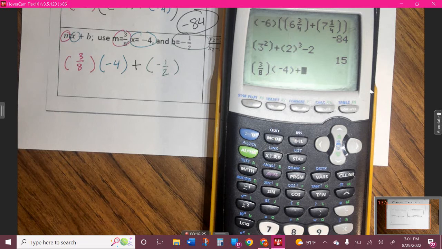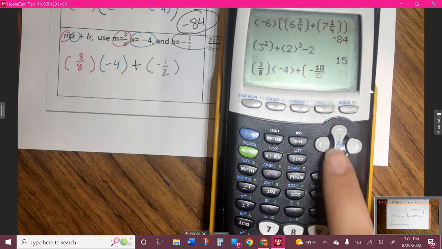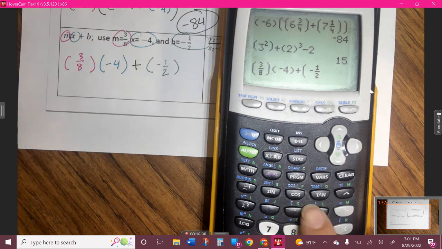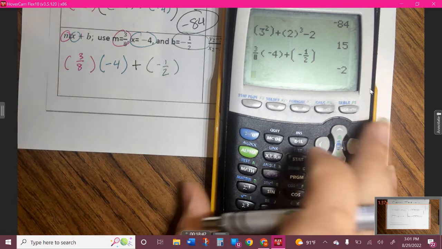And then we got plus. This is a -1/2, so you have to make sure you're not going to type the minus key, you're typing the negative key by the decimal. And then we can type in 1/2. Close the parentheses, hit enter, and now we've got -2.